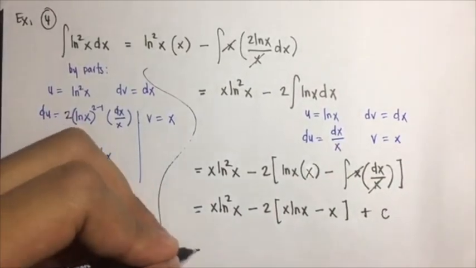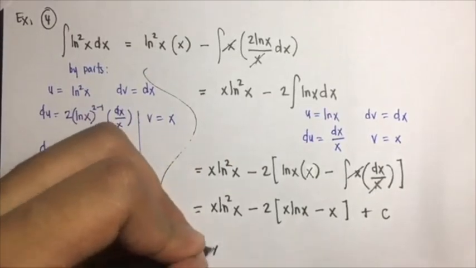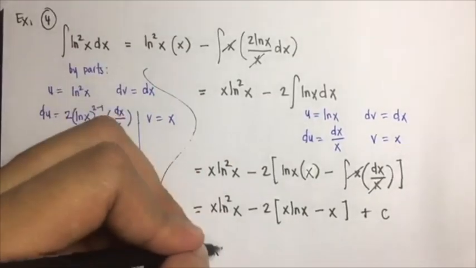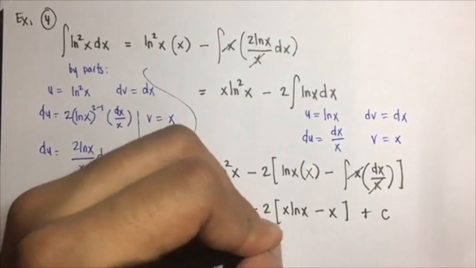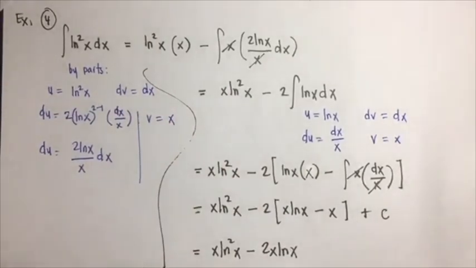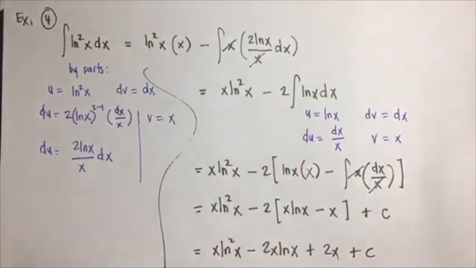Okay, so our final answer, we can have this as our final answer already, but if you want to remove the grouping sign and distribute the 2, it's also okay. So x ln squared of x minus 2x ln of x plus 2x plus c.